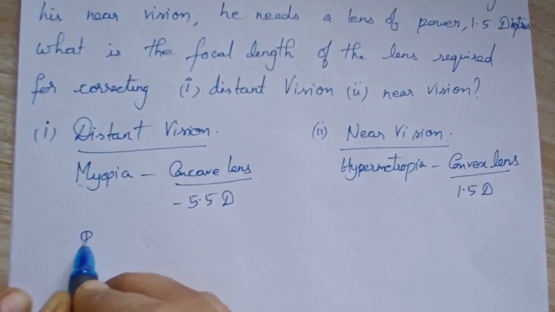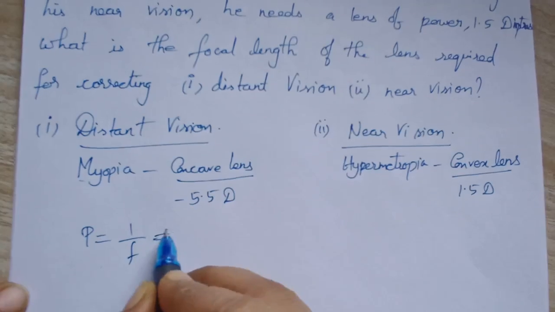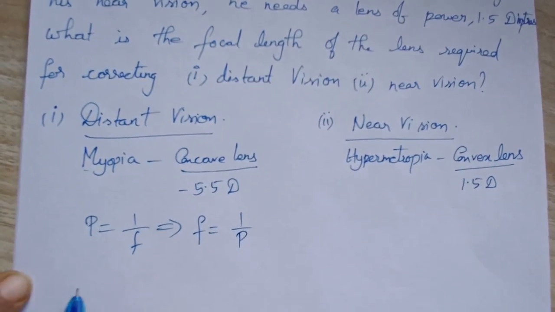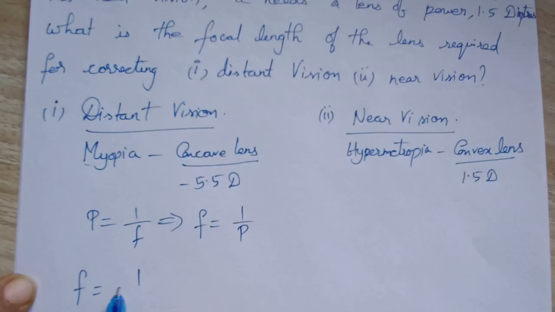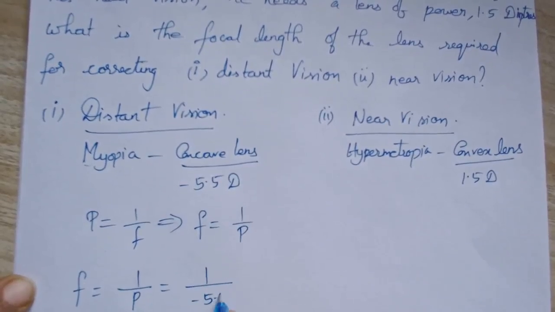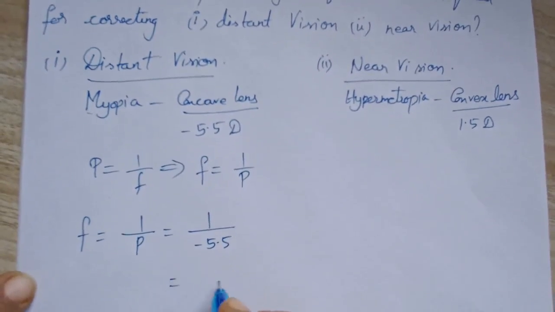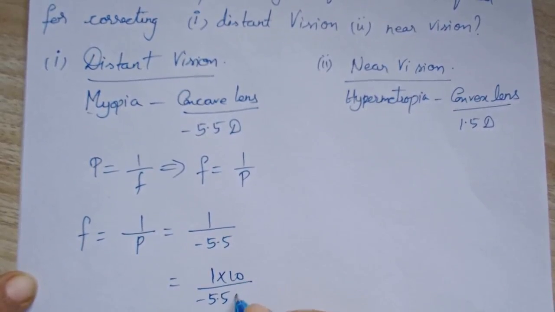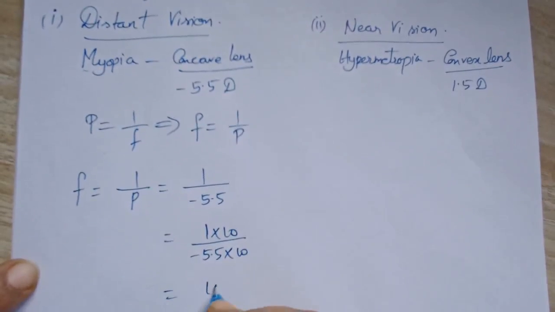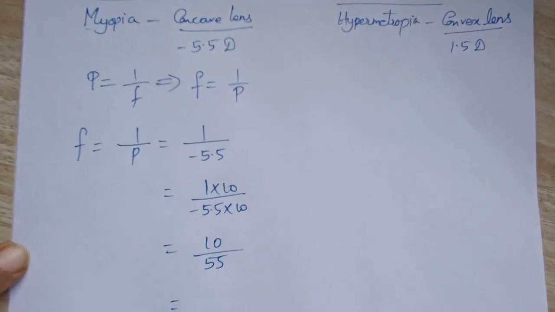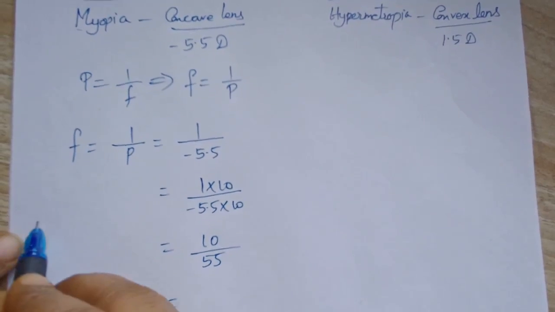You know that P equals 1 by F. Therefore you can write F equals 1 by P. So F equals 1 by P, that is 1 by minus 5.5. We cannot do the division like this, so we multiply both the numerator and denominator by 10. Then it becomes 10 divided by 55. We need to do the division for this.